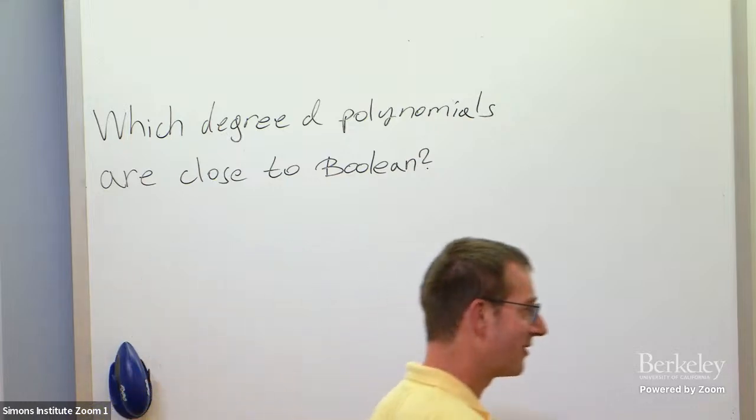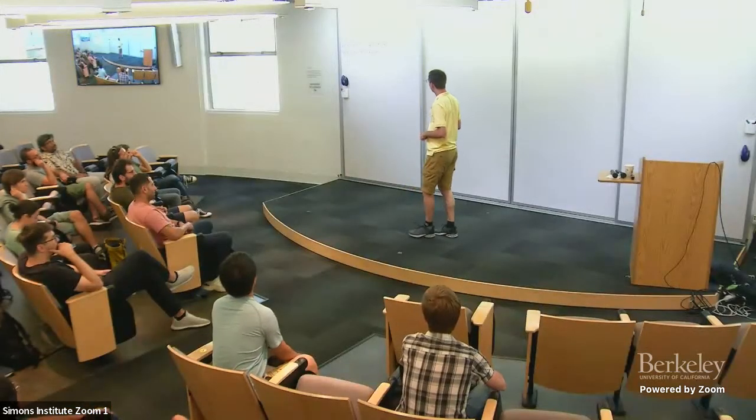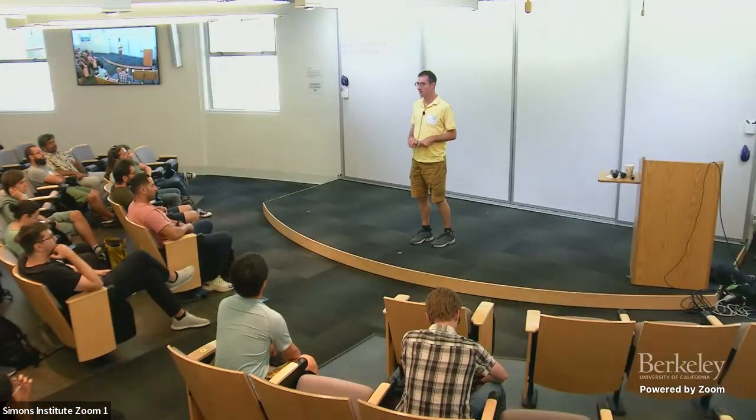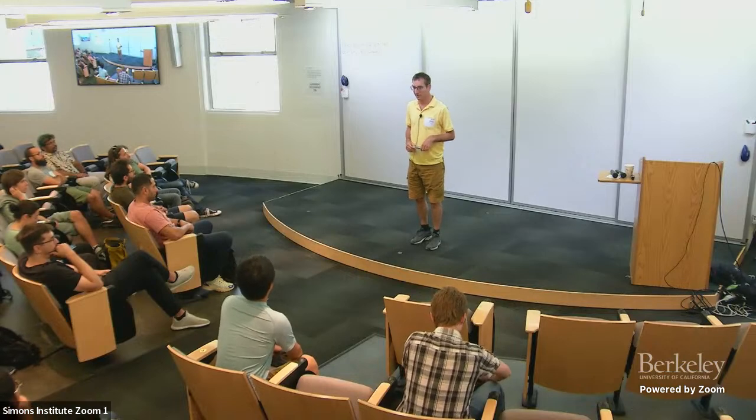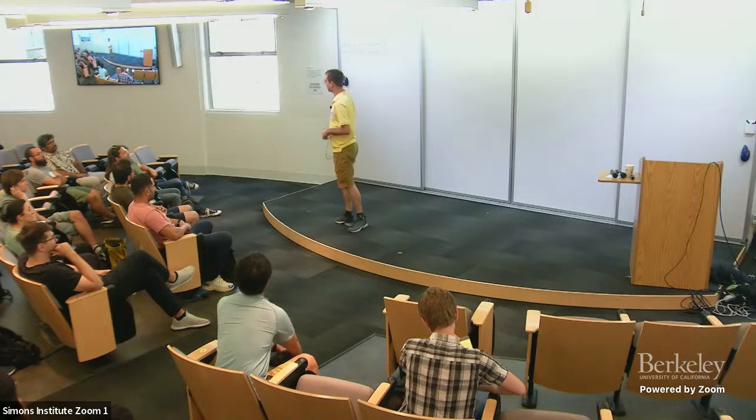Yeah, so which degree D polynomials are close to Boolean? So really, to state the question, I will need to explain what I mean by degree D polynomials and what I mean by close to Boolean. So we'll start with some more classical stuff, and then we'll do less classical stuff.